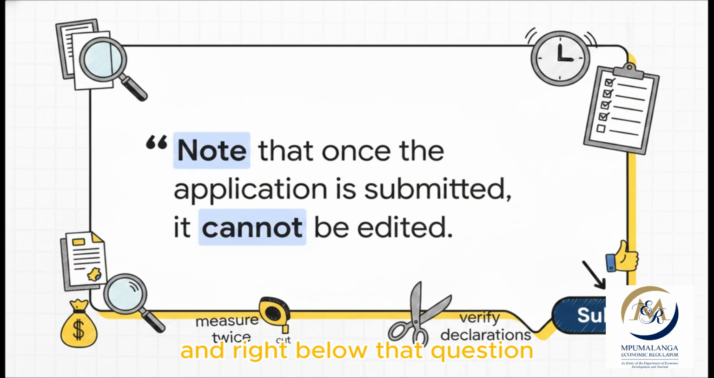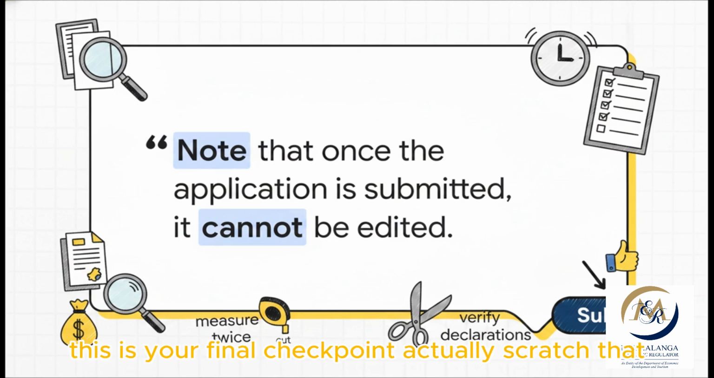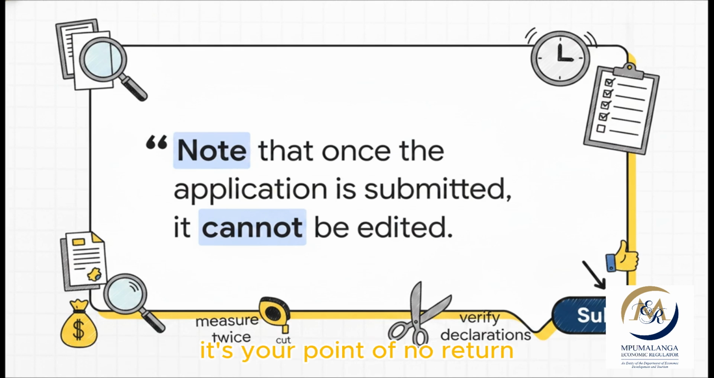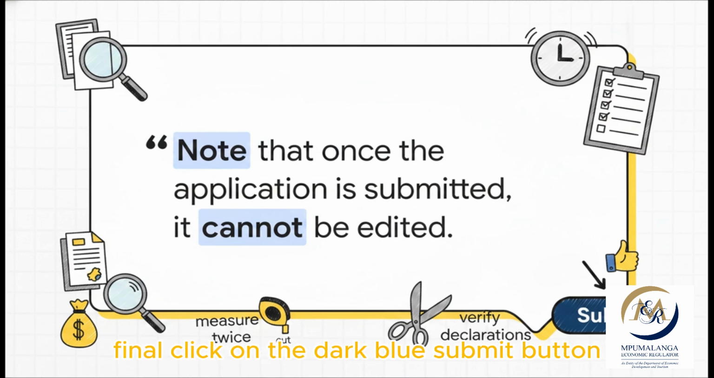And right below that question is this incredibly important, very explicit system warning. Note that once the application is submitted, it cannot be edited. This is your final checkpoint. Actually, scratch that. It's your point of no return. I strongly urge you, as a sole proprietor, to double-check your fees, review your documents one more time, and verify those declarations before making that irreversible final click on the dark blue Submit button. Remember the old saying, measure twice, cut once.